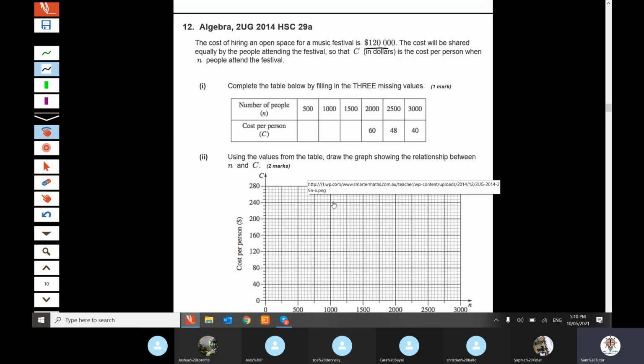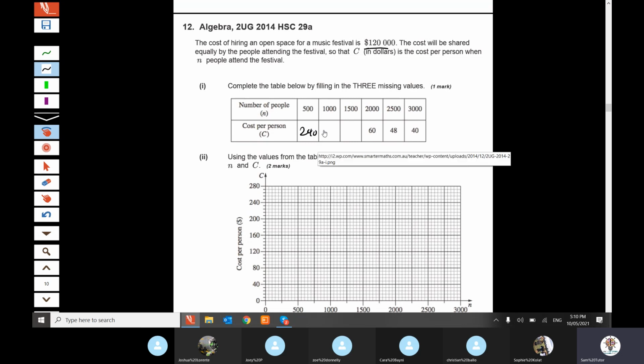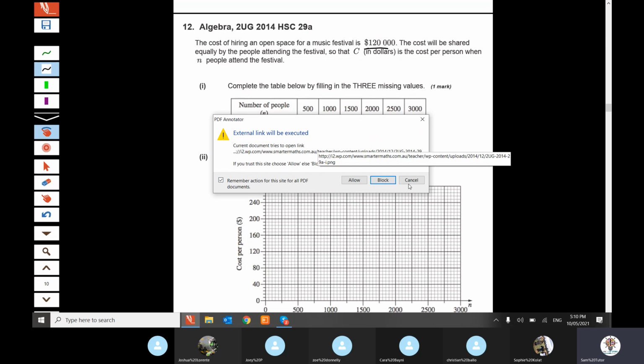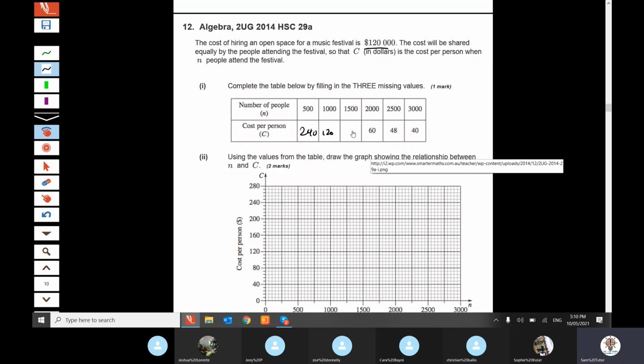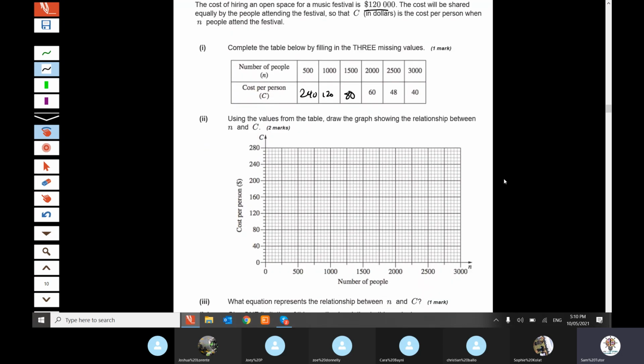What did we get? 240, 120, and 80. We agree with that. 240, 120, and 80. Okay, using the values from the table, draw the graph showing the relationship between N and C.